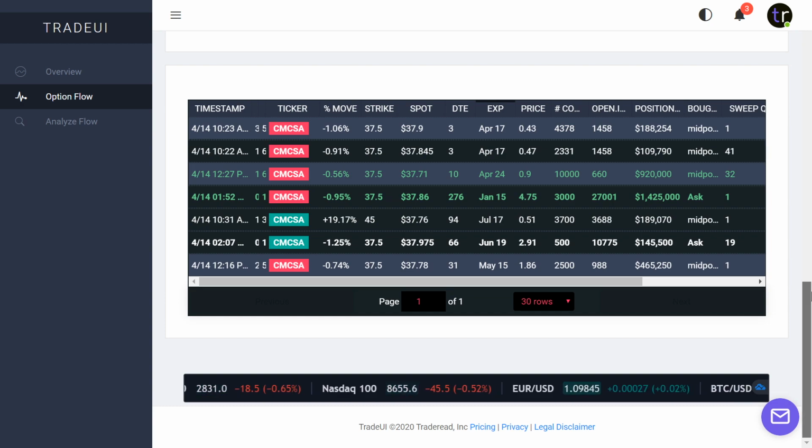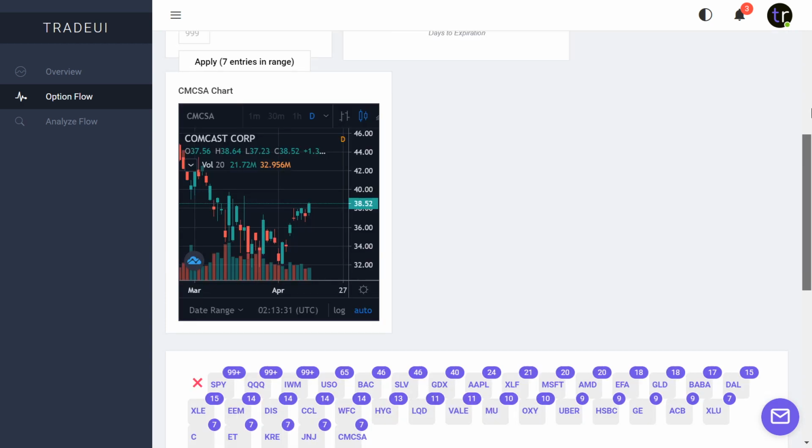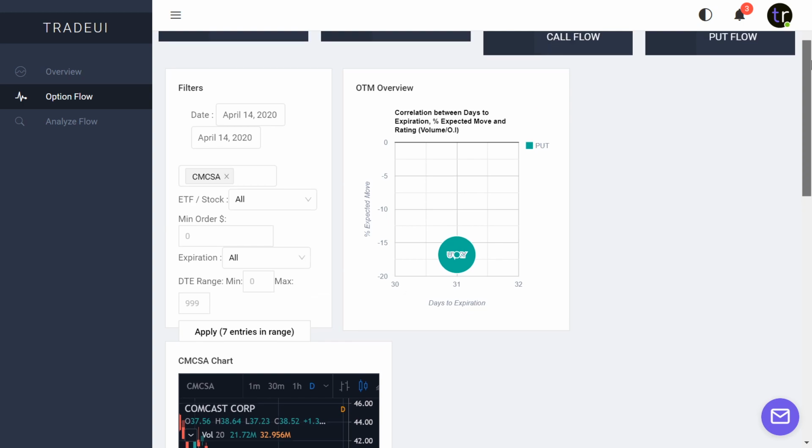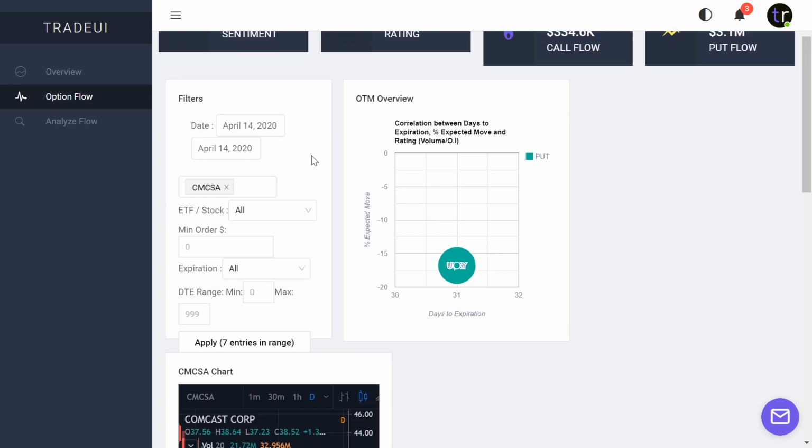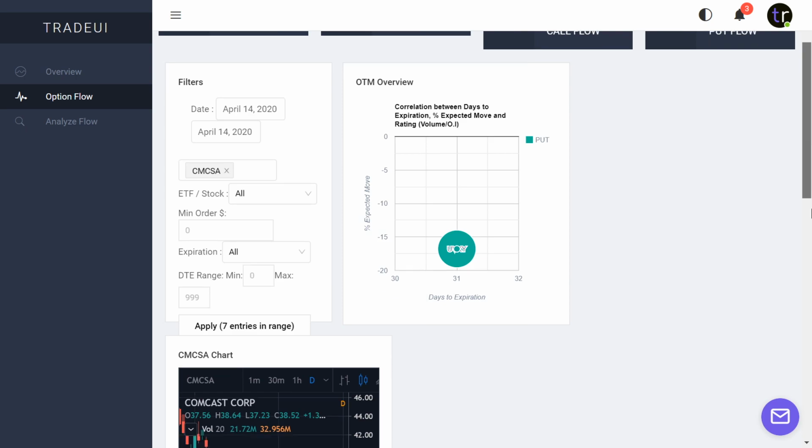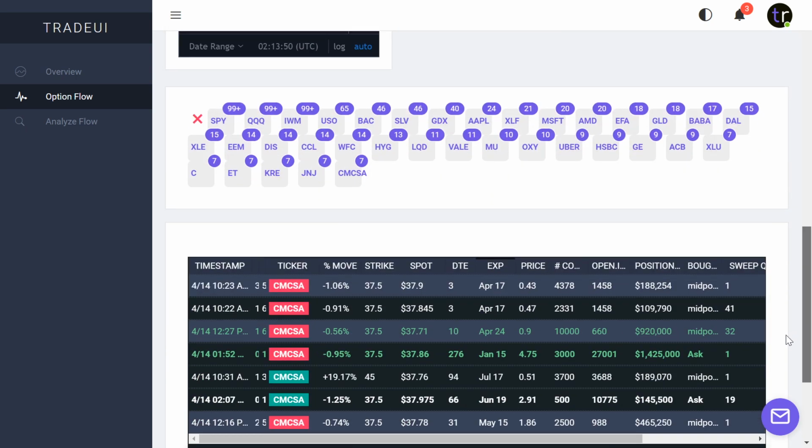A lot of different features you can consider through the Trade UI tool. Pretty straightforward stuff here. You can do filters, ETFs, a variety of stocks, you can even do stock comparisons, and even a correlation between days to expiration, expected move, and rating here.